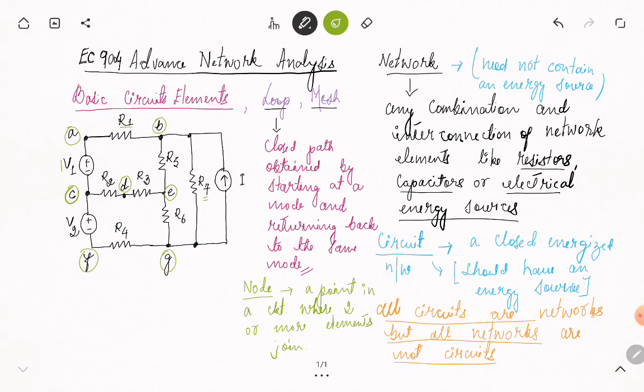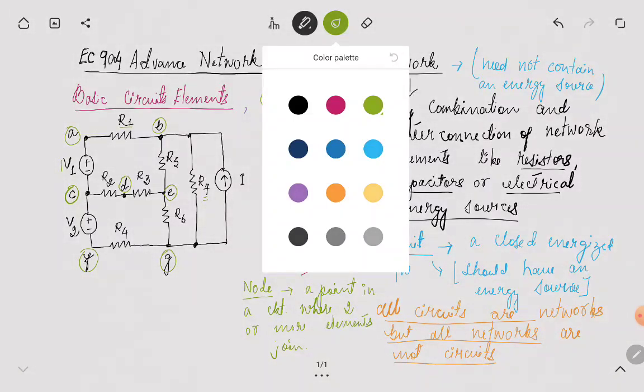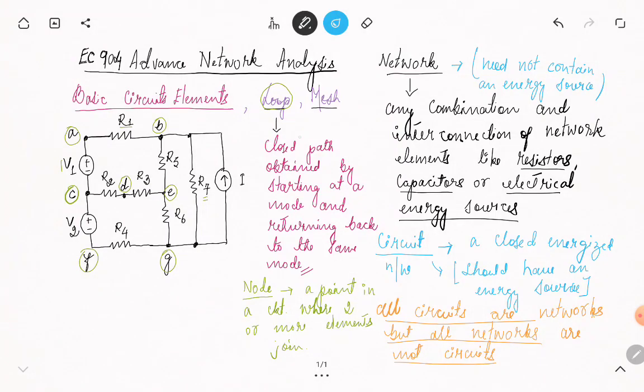Now coming back to our definition of loop and mesh. A loop is a closed path obtained by starting at a node and returning back to the same node through a set of connected circuit elements without passing through any intermediate node more than once. So let us see some examples of loops here. Let me write here.